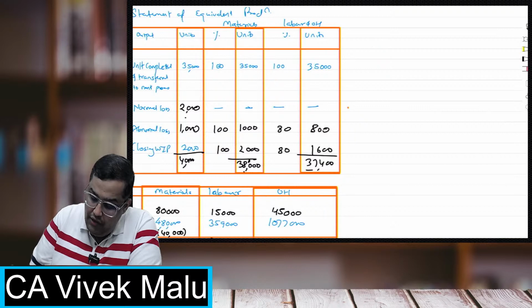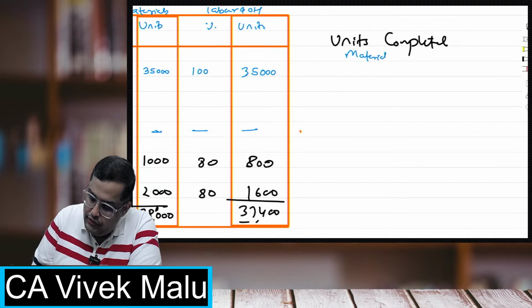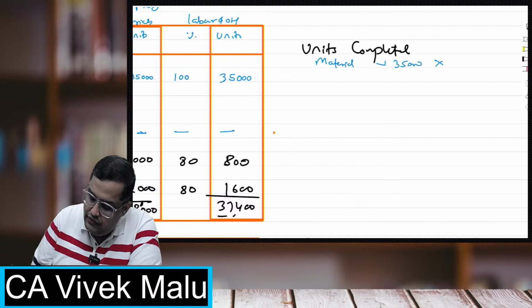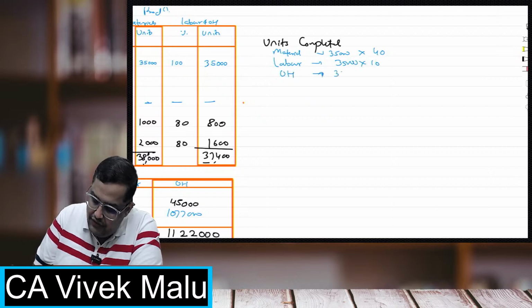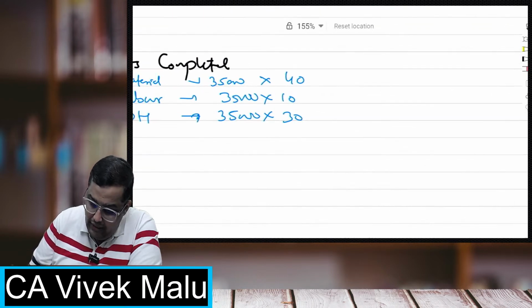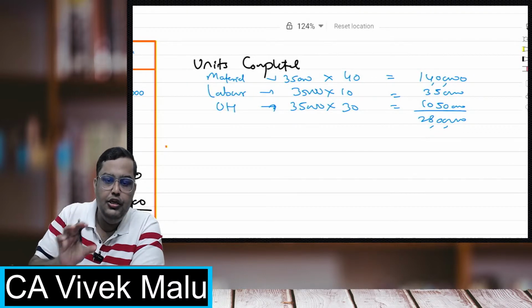Now, if I have to calculate the cost for units completed, in terms of material, it is 100%. In terms of labor and overheads, it is also 100%. So, for material cost, 35,000 units into 40 rupees. For labor, 35,000 units into 10 rupees. For overheads, again 35,000 units into 30 rupees, right? Now, I'll simply get the valuation. So, this will be, I think, 14 lakhs. This will be 3,50,000. This will be 10,50,000. I think the total will be 28 lakhs. This is the valuation of the transfer to the next process.